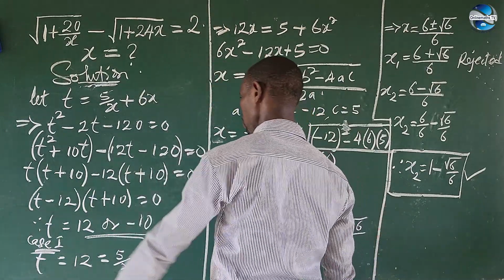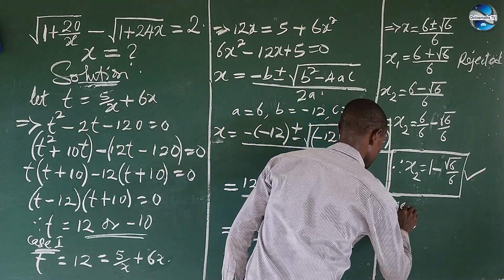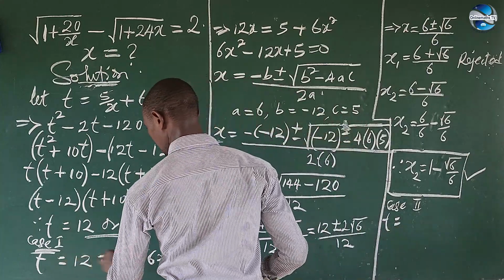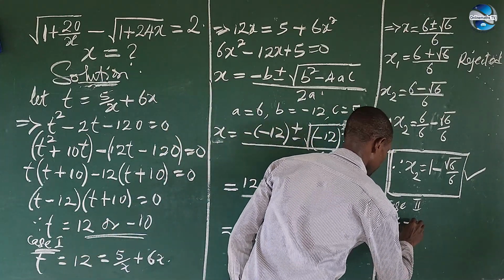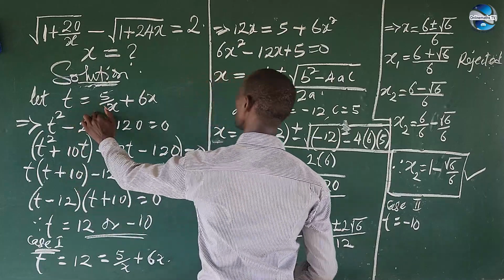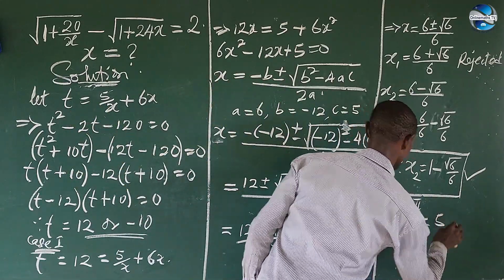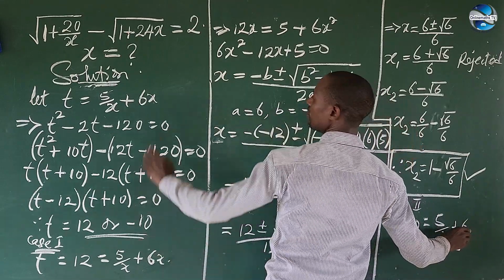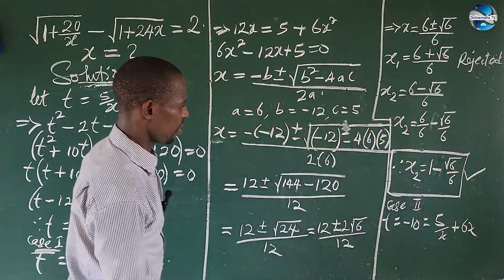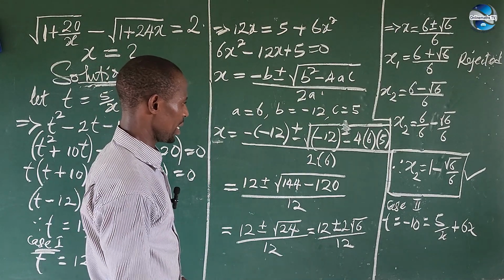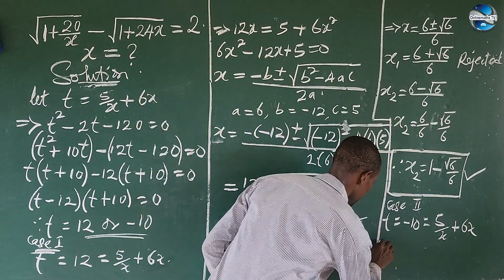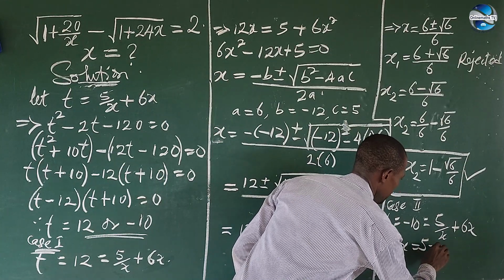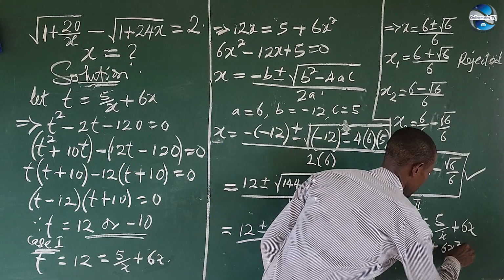So now let's look at case 2, where we have our t equal to minus 10. And we said t is equal to 5 all over x, plus 6x. From here, we clear the x denominator, which will now give us minus 10x equal to 5 plus 6x squared.